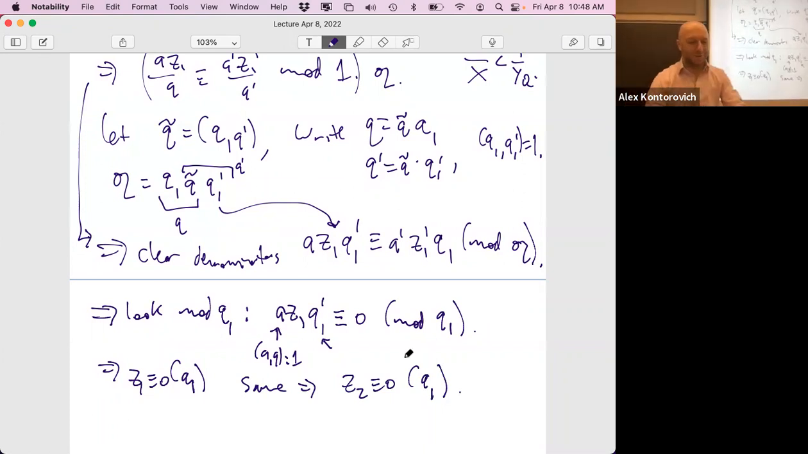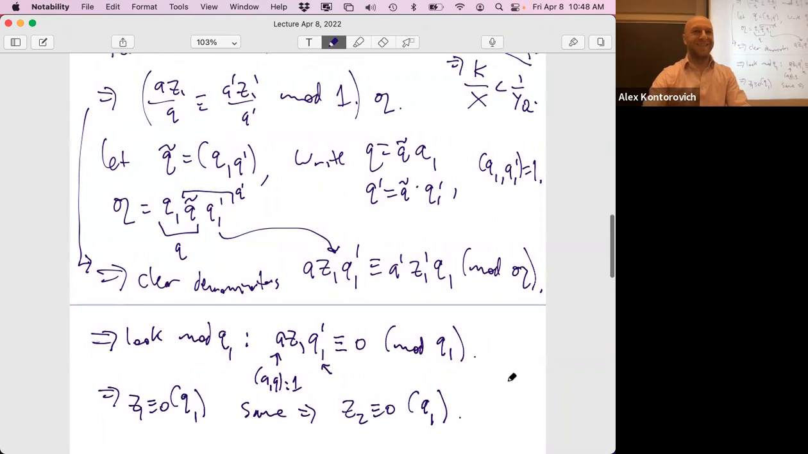Remember what Z was. Z is gamma 2V. It's a row of a matrix in SL2Z, and both entries are divisible by Q1. So all of a sudden, this isn't like an SL2Z. The only way this is still going to be in SL2Z is if Q1 has to be 1. Q1 is a divisor of Q, oh, right.